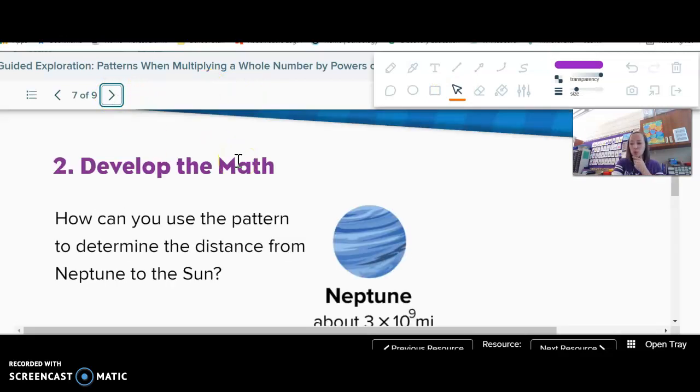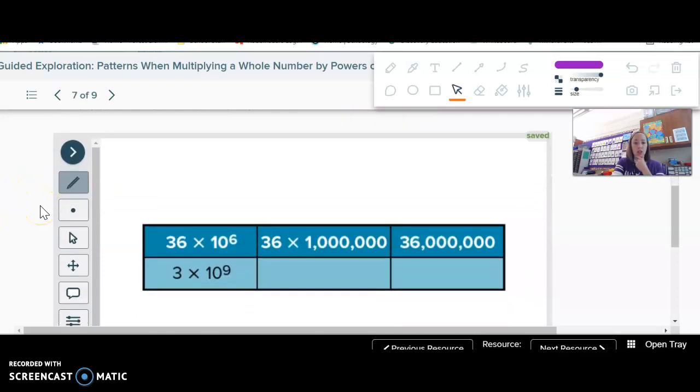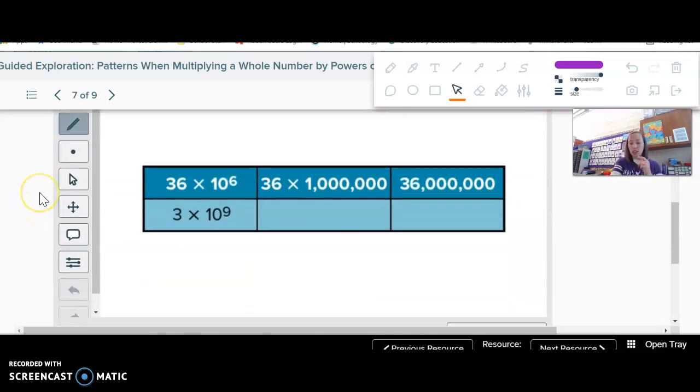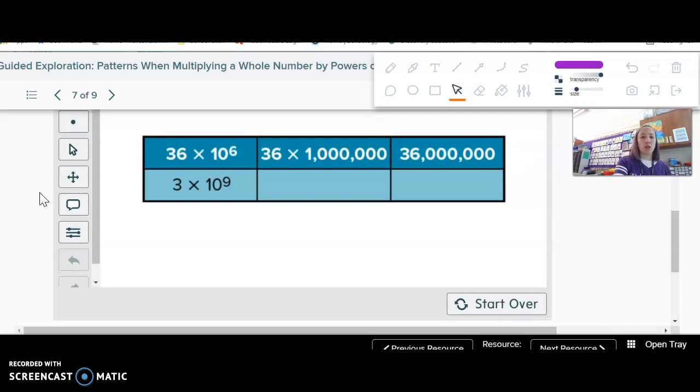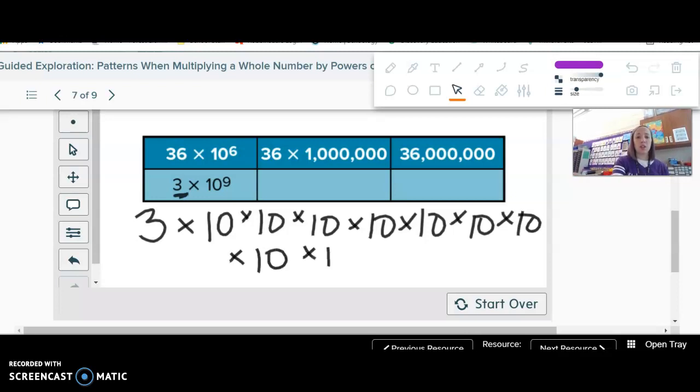So let's apply that to Neptune. Neptune is 3 times 10 to the 9th. On that first line, we're going to do the same steps as before. So we have 3 times, and then we're going to write 10 nine times, a lot of 10s. 1, 2, 3, 4, 5, 6, 7, 8, 9. I really want us to see that 10 to the 9th power is 9 10s multiplied together. So that's your first line.